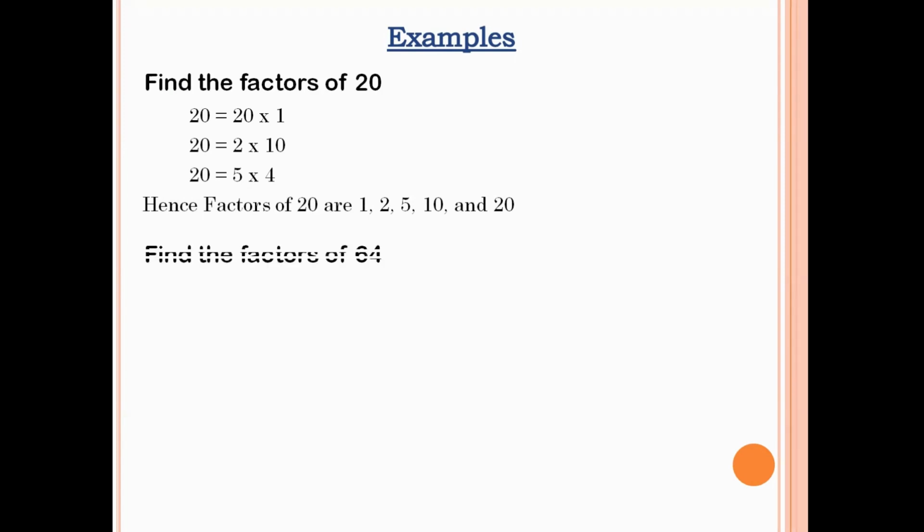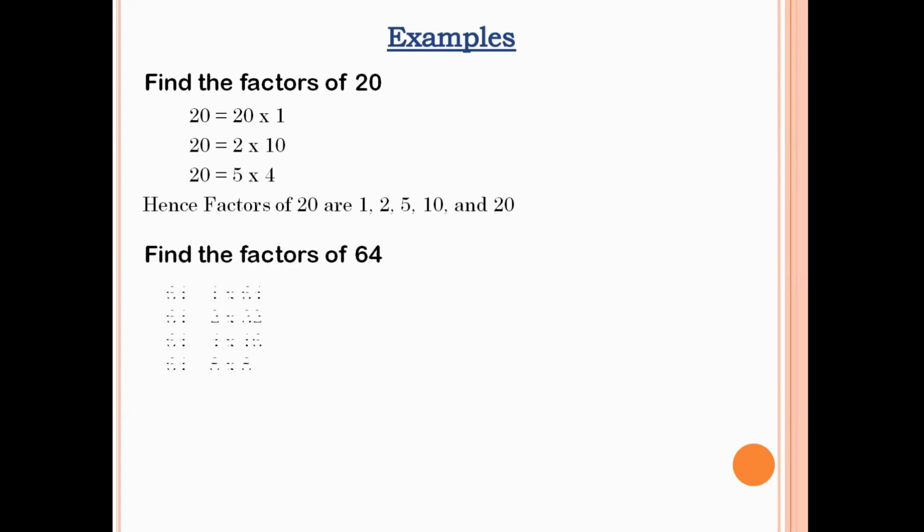Is there any other factor of 20? No, I don't think so. So factors of 20 are 1, 2, 4, 5, 10 and 20. 20 itself. Let's take factors of 64.